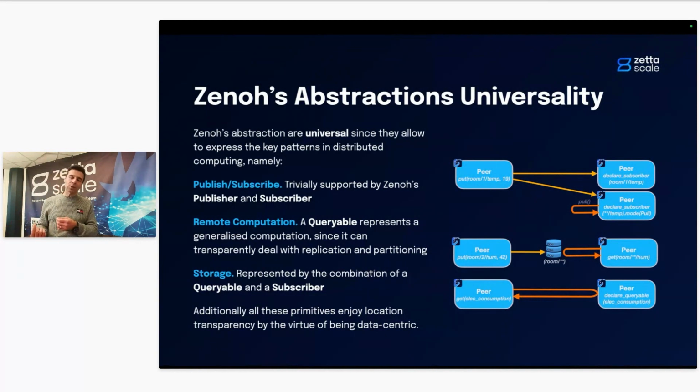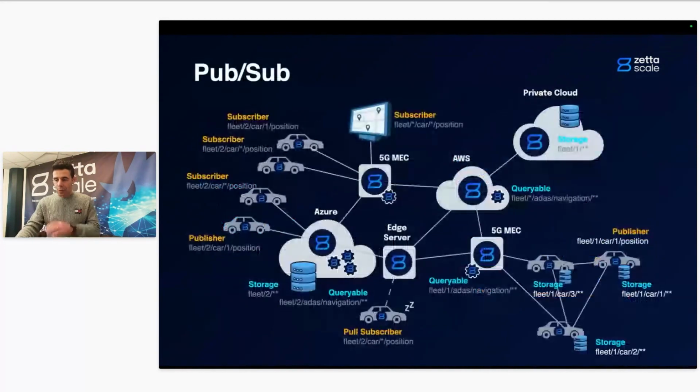And then storages can be represented just by a combination of a queryable and a subscriber, where the subscriber is used as the element that allows us to inject data into the storage, and the queryable allows us to pull data out. So let's see how this works in action with a little animation. Whenever there is a publication, Zeno will route this information to all active subscribers and, in this case, Zeno storages, because a Zeno storage is represented on the wire by a subscriber and a queryable. So all storages whose key expression matches the resource that was published receive it.